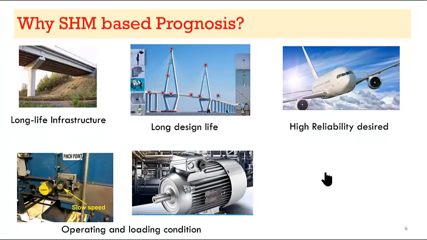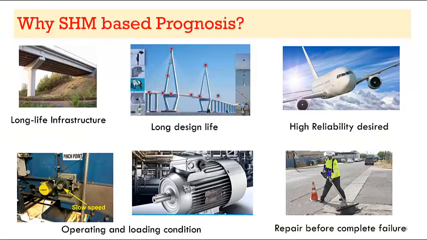In many cases, operating and loading condition also changes. So in those cases, reliability based approach or lifetime data based approach is not useful. We have to incorporate the operating and loading condition into the degradation model, and this can be done only if I take the measurements from the system and I use the current information from the system in our model. That is, we can use a SHM based approach.